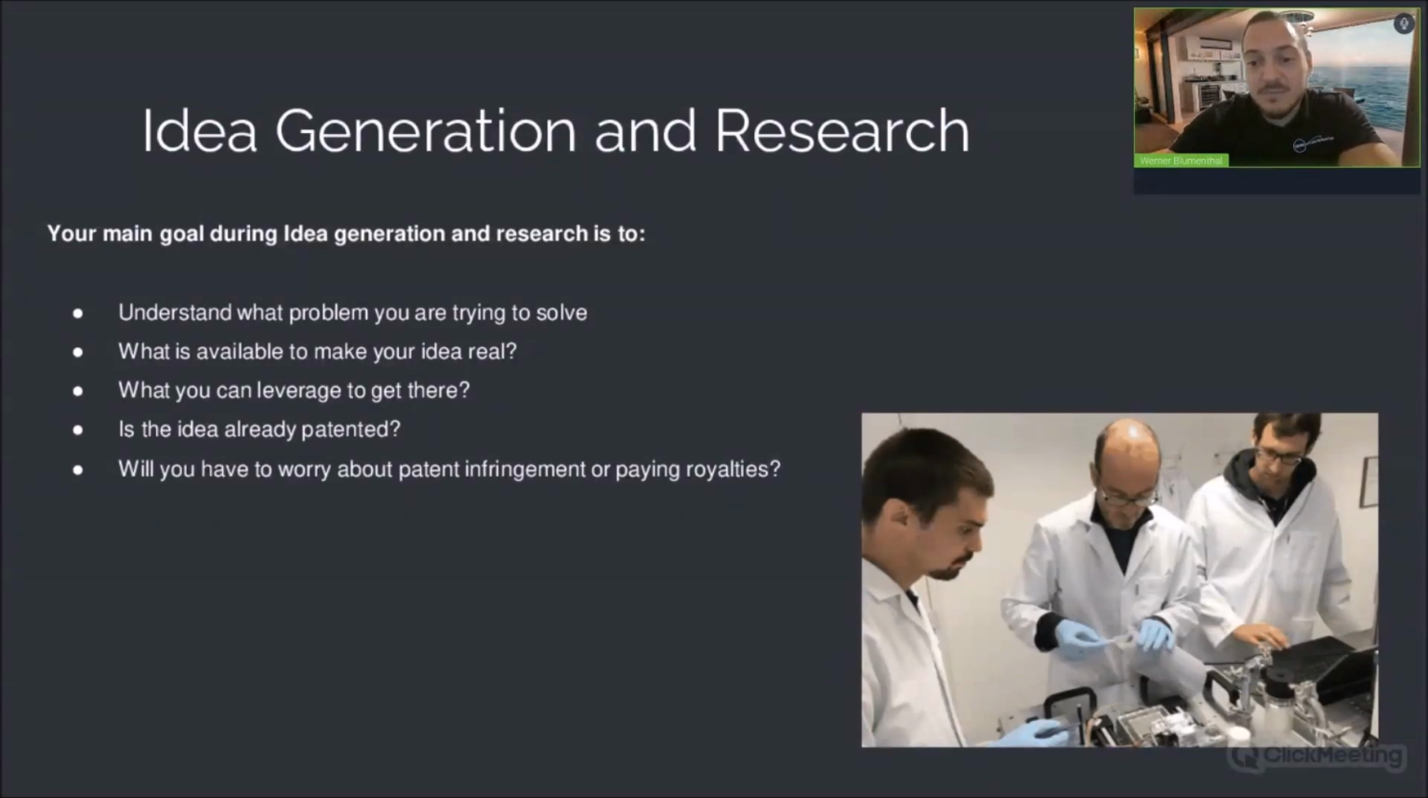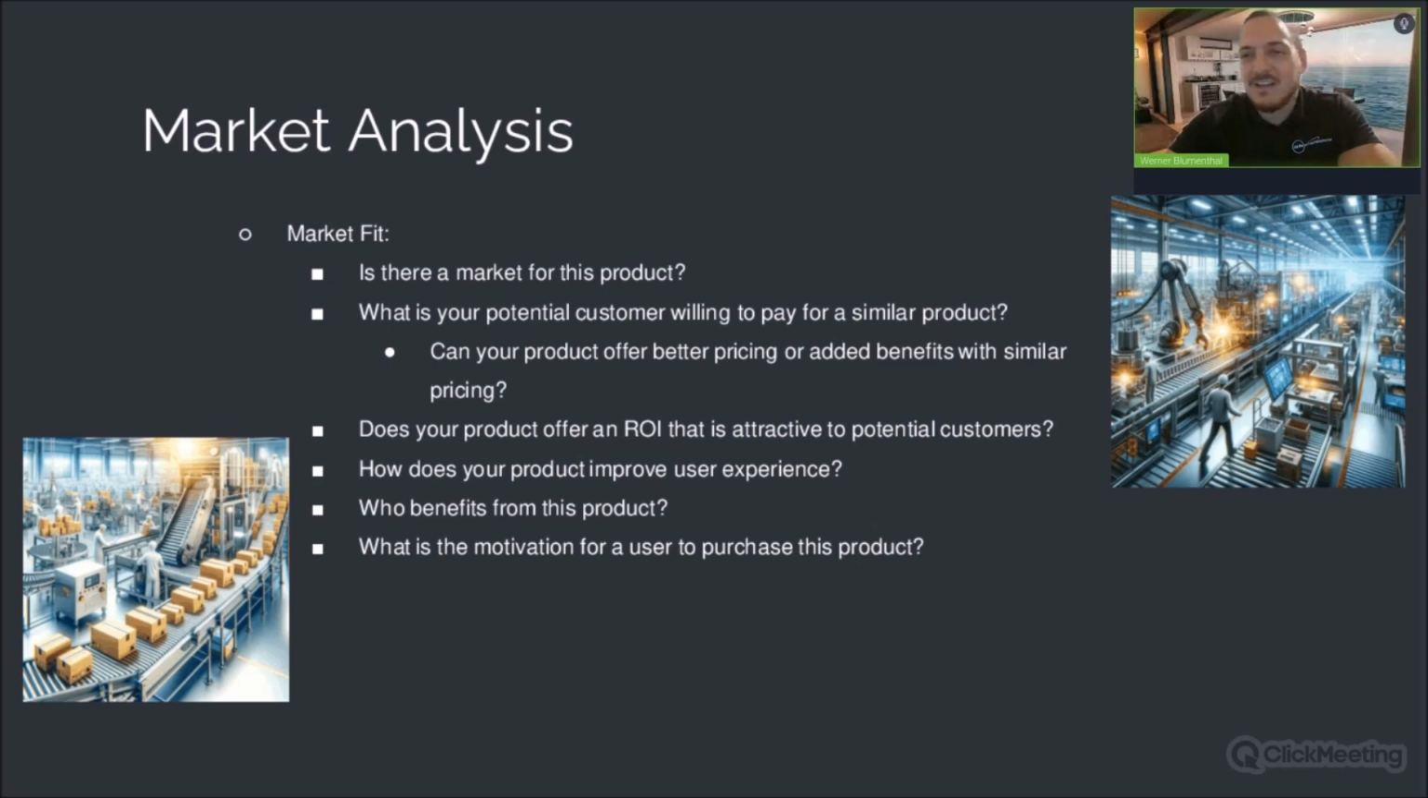Royalties or infringing on anybody's patent. So those are kind of the key things you want to get out there, right? Understand your problem. How are you going to solve it? Is this something that's already patented? And am I doing a better job at it?